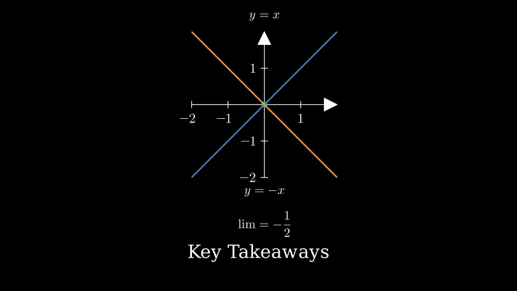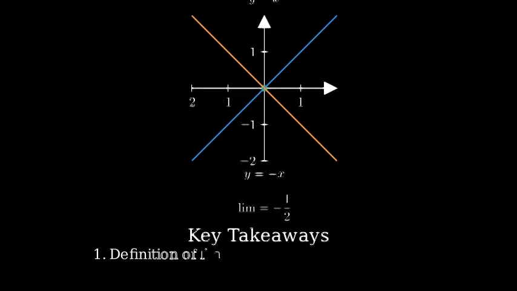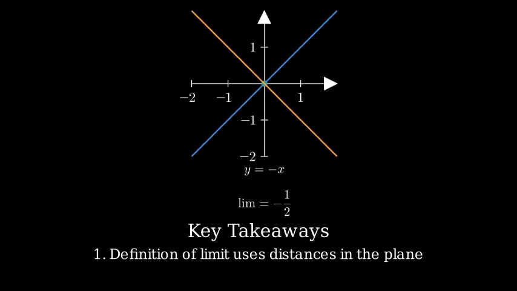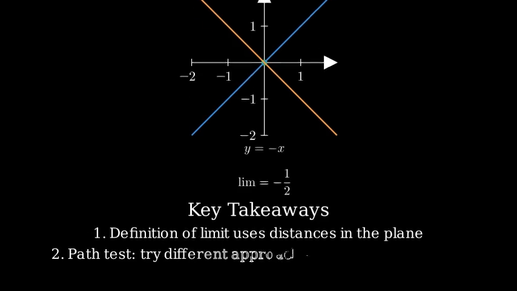Let's summarize the key takeaways from today's lesson. First, the definition of a limit for functions of two variables uses distances in the plane rather than just inequalities as in single variable calculus. Second, we can use the path test to check if a limit exists. If we get different values along different paths, the limit does not exist.